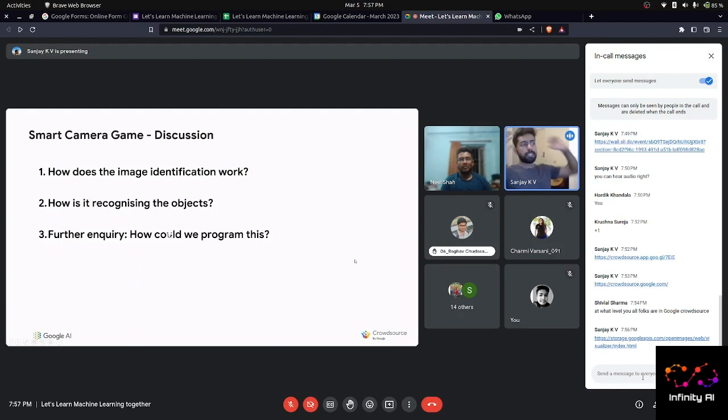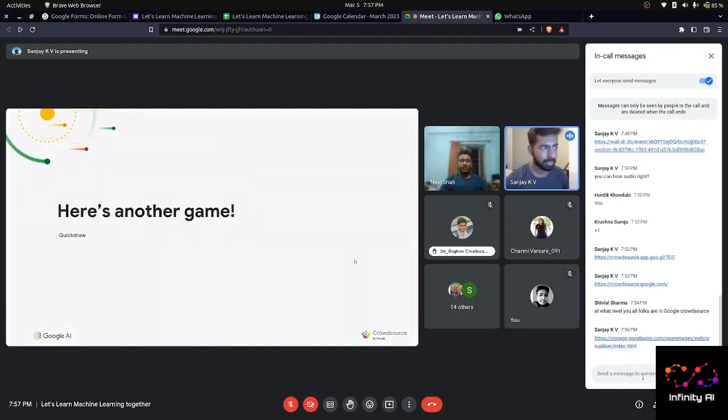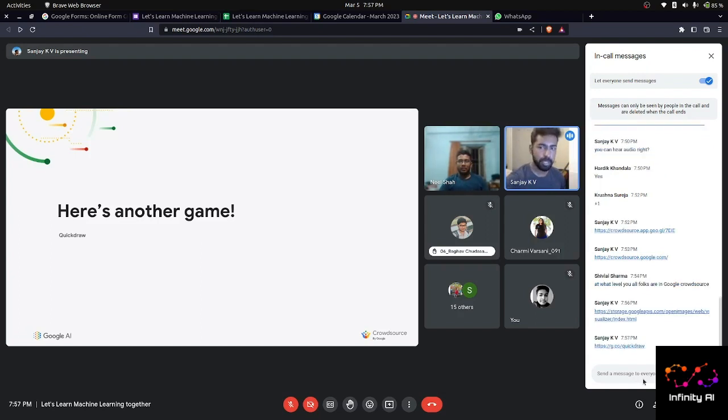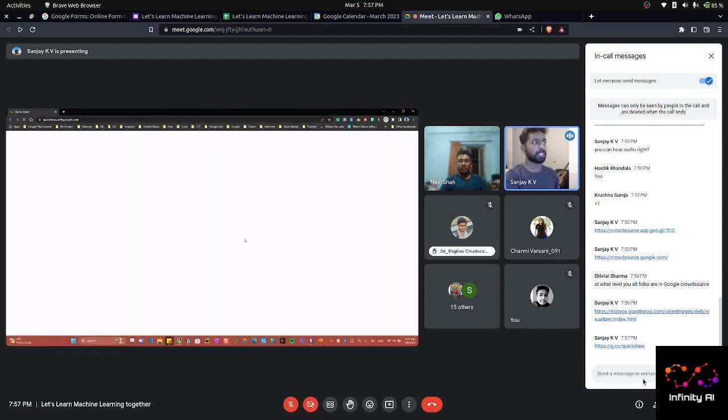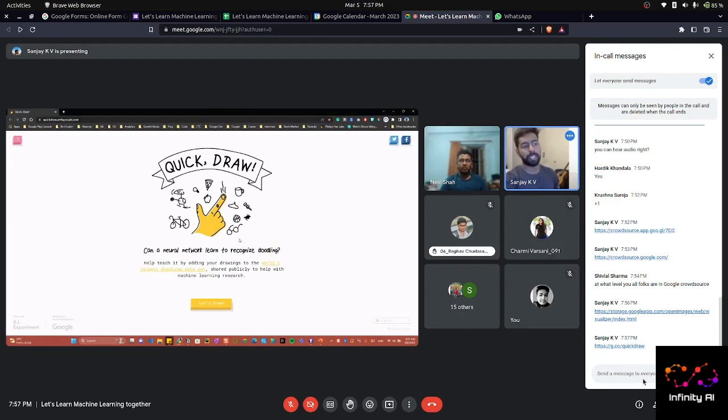You might have been wondering how the image identification task works and how it recognizes objects and everything. We are going to discuss that in the next one. Before that, let us play a game over here. I'm sharing one more link. Just give me a minute. Maybe you can save the links for future reference. I shared the link over here. It's called Quick Draw, and this is a very good way to understand how machine learning works.